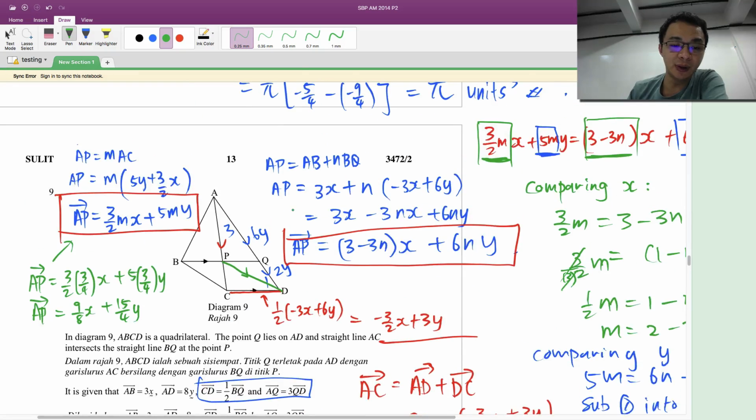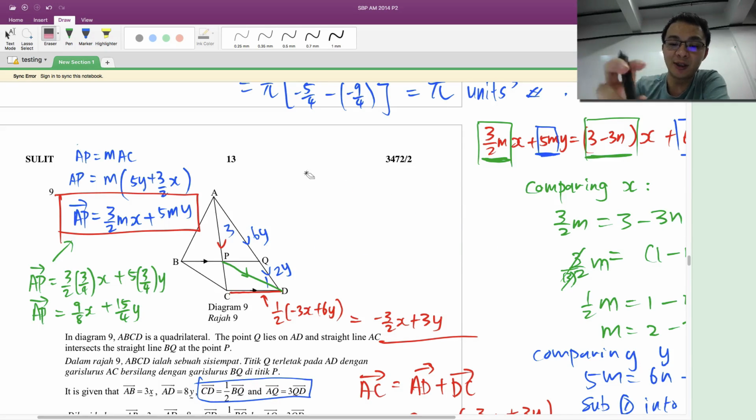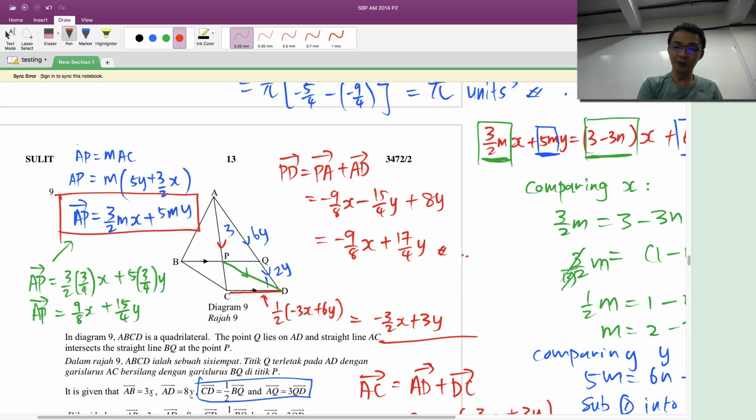Let me write it here using red color. In order to find PD, PD equals PA plus AD. We just got AP, so PA is just adding a negative to it: negative 9 over 8 x minus 15 over 4 y plus AD. My AD is 8y. So if you solve this, you get negative 9 over 8 x, and for y, 32 minus 15 is 17, so 17 over 4 y. Okay, this is how we do this one. Anything you want to ask so far?